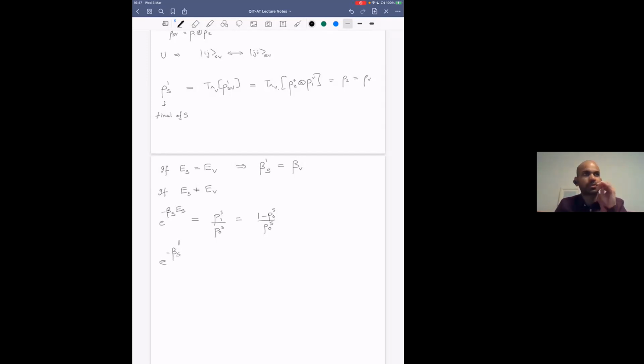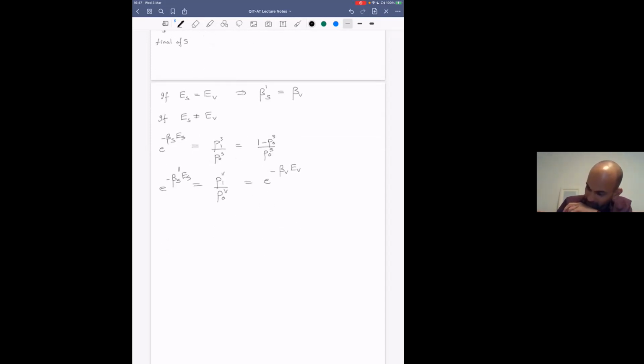So the initial virtual temperature of the system is given by this formula. The final temperature will be given by P1V upon P0V, because the final populations of S are the initial populations of V. But this is given by e to the minus beta V EV. And so the actual result that we have is that beta S prime is equal to beta V times the ratio EV upon ES. So this is important.